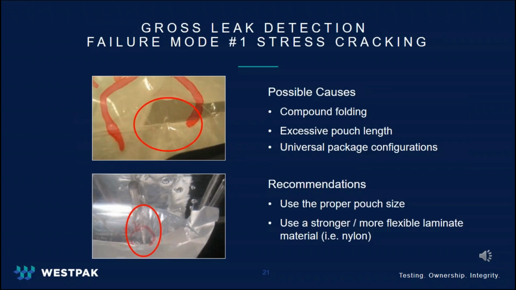The first common failure mode for gross leak detection testing is stress cracking. The possible causes of stress cracking are typically compound folding, excessive pouch length, or universal packaging configurations. Some recommendations to avoid this are to use the proper size pouch or use a stronger or more flexible laminate material, for example nylon, to prevent any folding found at the edges.